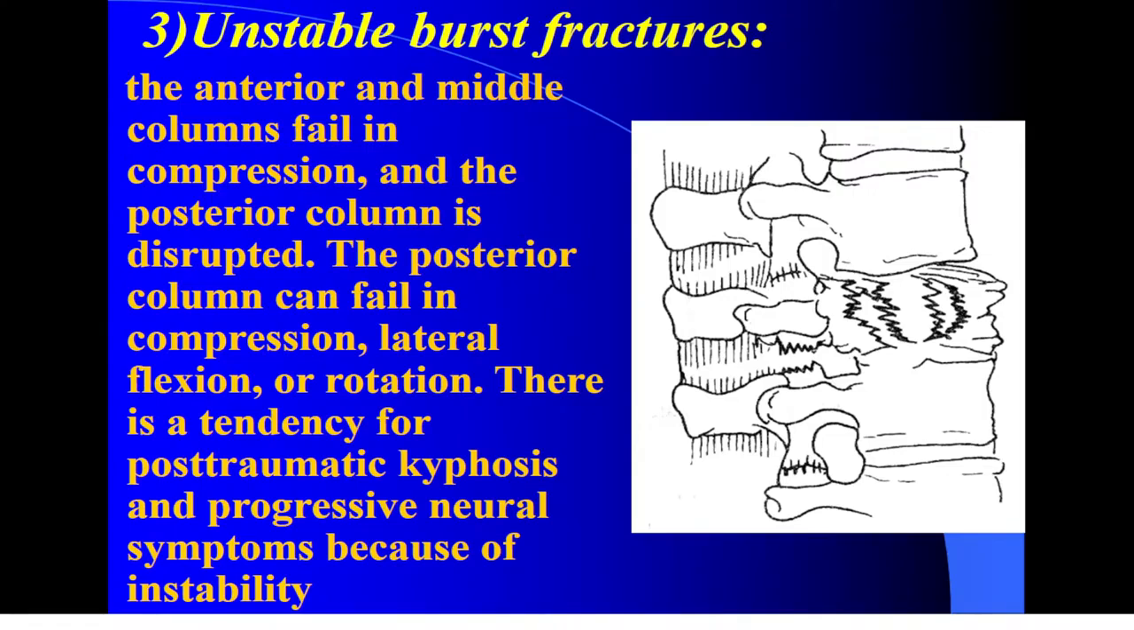Here you can see an example of the unstable fracture. Unstable fracture is a condition when we have injury of both the anterior and posterior supporting columns. Here you can see an example of the unstable burst fracture.